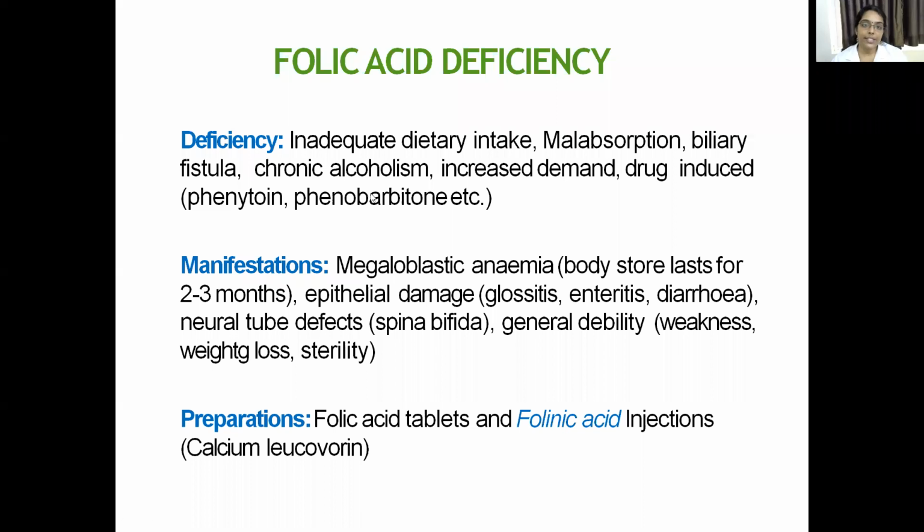Folic acid deficiency. Deficiency occurs because of inadequate dietary intake, then malabsorption like tropical sprue and celiac sprue, biliary fistula, and chronic alcoholics. As I said, they impair the release of tetrahydrofolic acid from the liver cells and impair enterohepatic circulation. Then increased demand as in pregnancy, lactation, infancy.